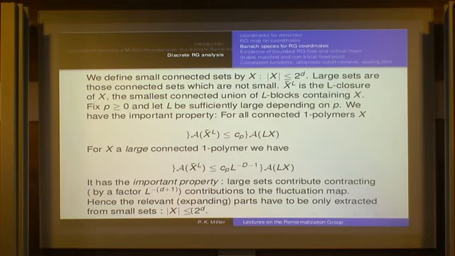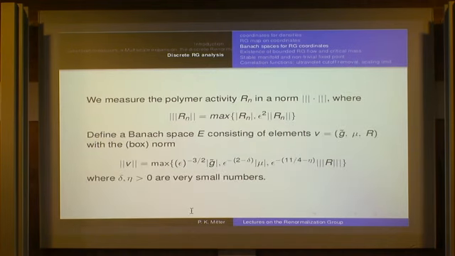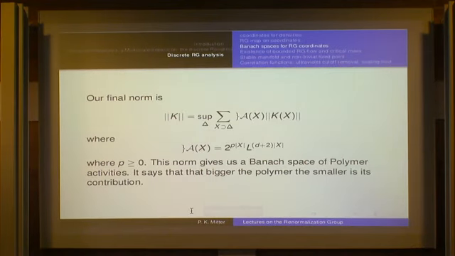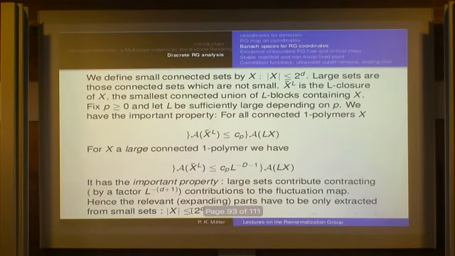Okay, this is a very nice property of this weighting function that I chose, this A of X, right, over here. It has the following property, that for all connected one polymers, that is polymers based on unit blocks. I don't know, this is very, very strange, actually.